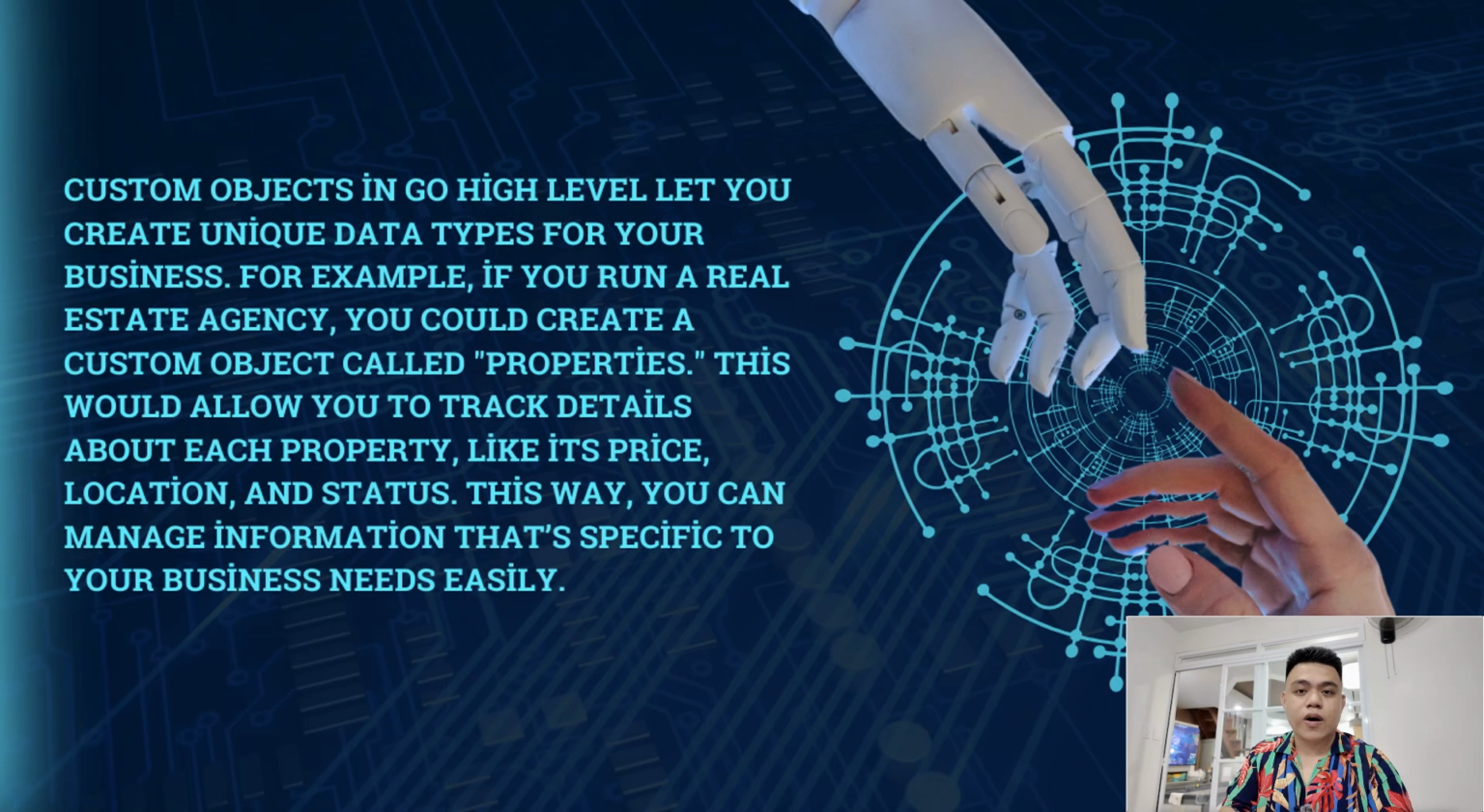Custom objects in GoHighLevel let you create unique data types for your business. For example, if you run a real estate agency, you could create a custom object called properties. This would allow you to track details about each property, like its price, location, and status. This way you can manage information that's specific to your business needs easily.